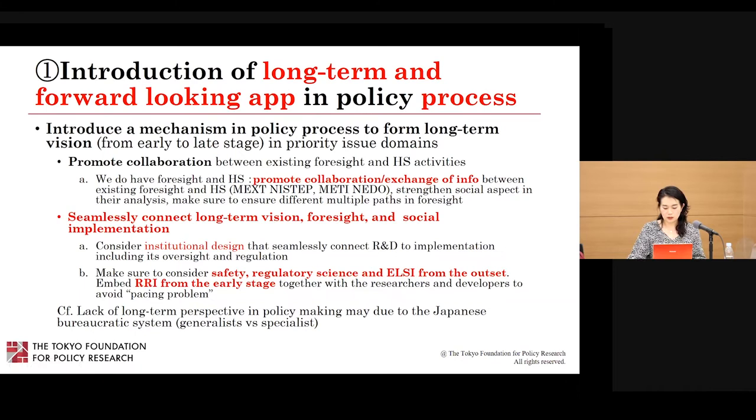We need to also embed the so-called RRI, Responsible Research and Innovation, from the early stage, together with the researchers and developers, to avoid the pacing problem, where technology development outpaces the regulatory oversight. The other point I would like to make in the context of Japan is that the lack of long-term perspective in policymaking may be due to the Japanese bureaucratic system, which aims to raise generalists rather than specialists.